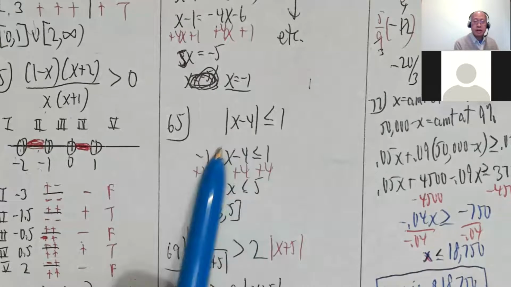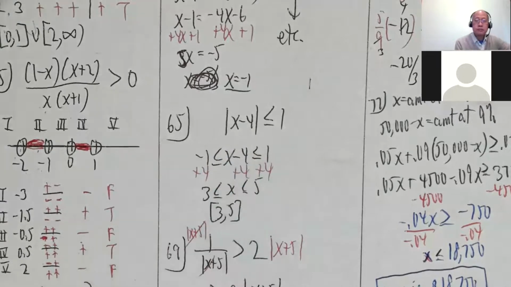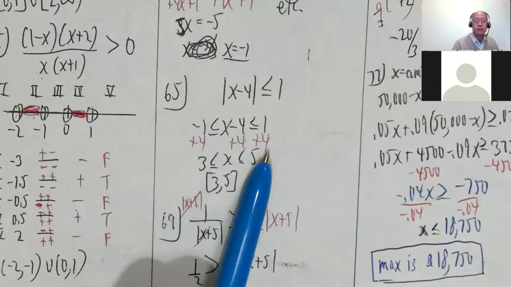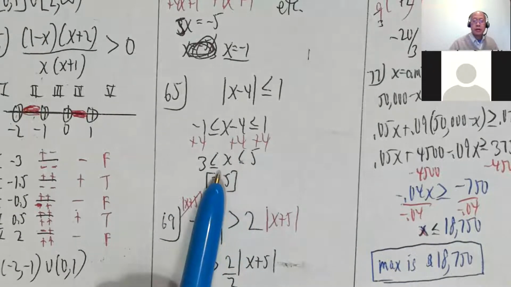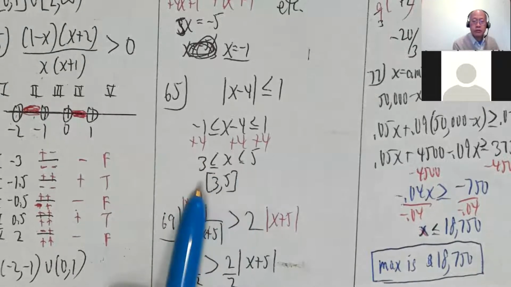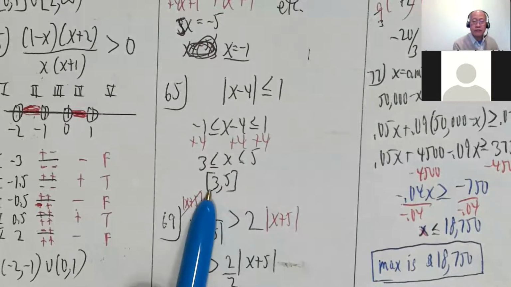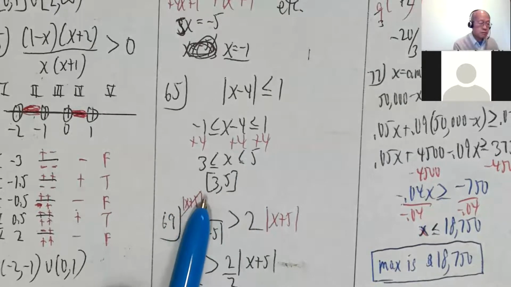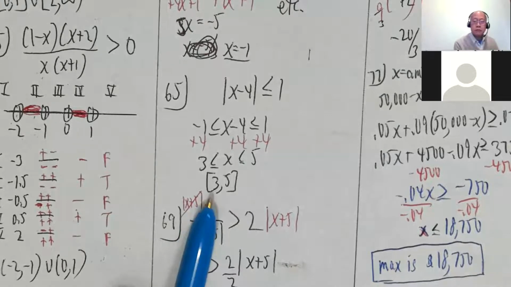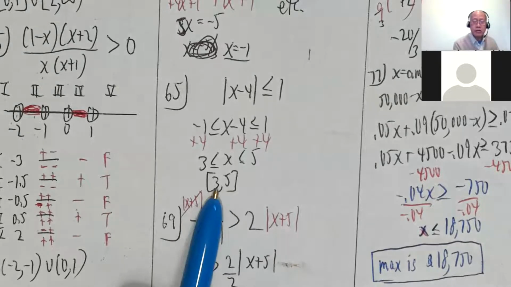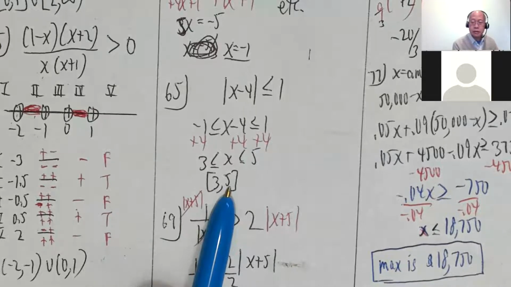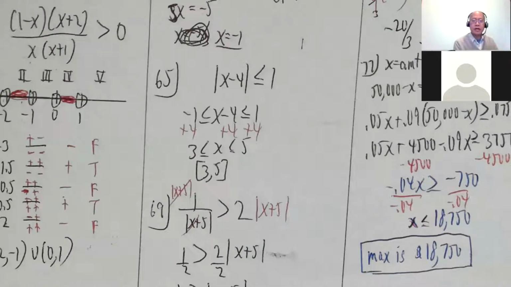So negative 1 less than or equal to x minus 4 less than or equal to 1. All right, solve for x. So how do I get rid of minus 4? Plus 4, plus 4, plus 4. And that gives me 3 less than or equal to x less than or equal to 5. So in interval notation, [3, 5] is my solution set. So that means everything between 3 and 5 should work, and 3 also works, and 5 also works, but nothing else. Okay, now the problem's actually finished, but I'll dig a little deeper.